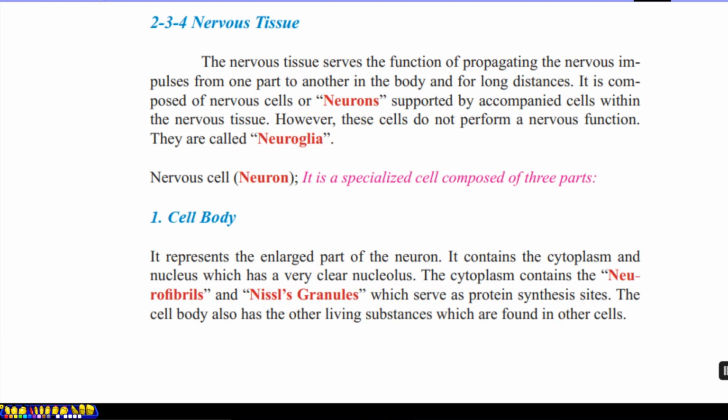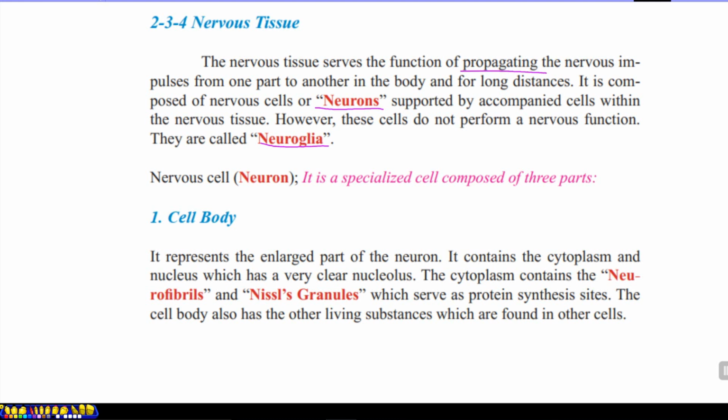Nervous tissue, the last animal tissue, serves the function of generating and propagating nerve impulses and transporting them from one part of the body to another over long distances. It is composed of nerve cells, a special kind of cells which we call neurons, and supported by companion cells within the nervous tissue known as neuroglia.